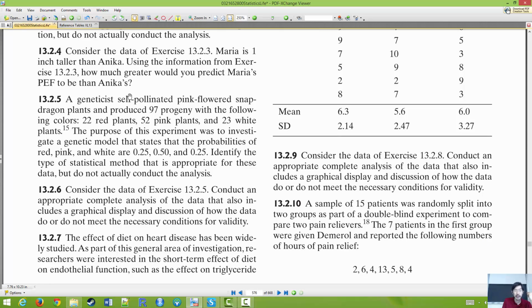It says a geneticist self-pollinated pink-flowered snapdragon plants and produced 97 progeny with the following colors: 22 red plants, 52 pink plants, and 23 white plants. The purpose of this experiment was to investigate a genetic model that states that the probabilities of red, pink, and white are 0.25, 0.5, and 0.25. What's the appropriate statistical method here?